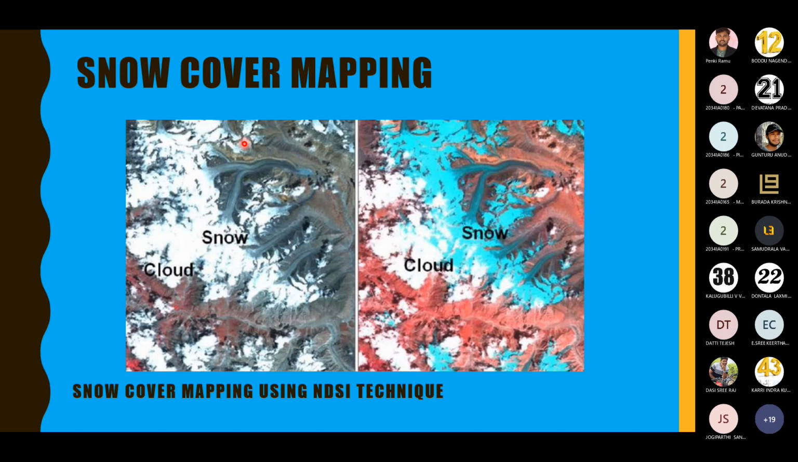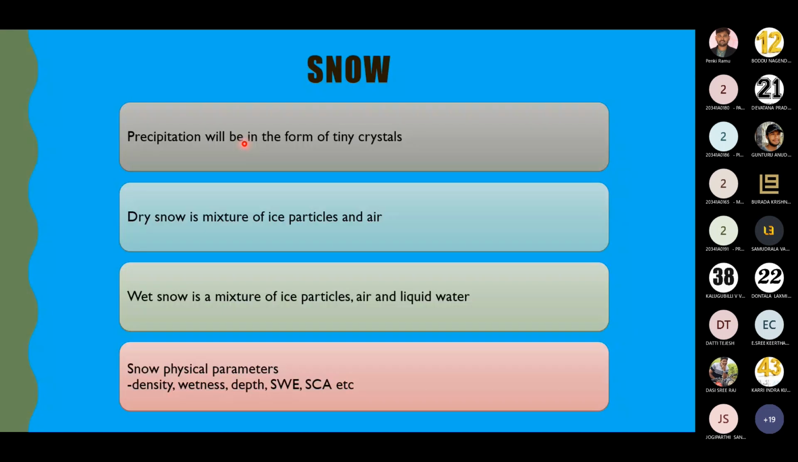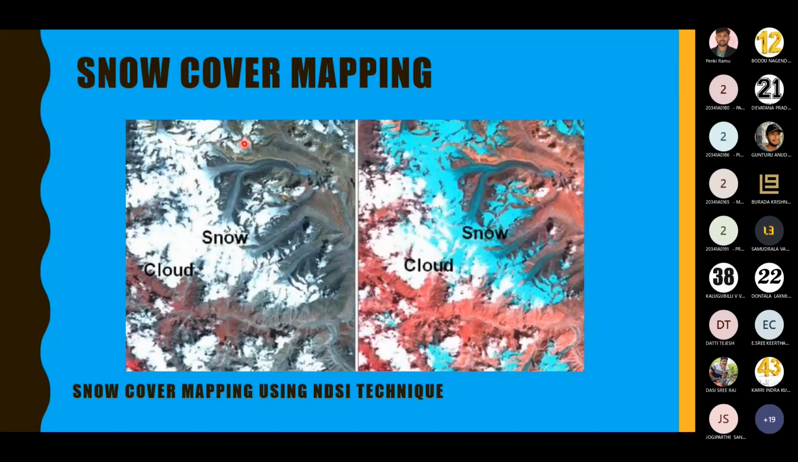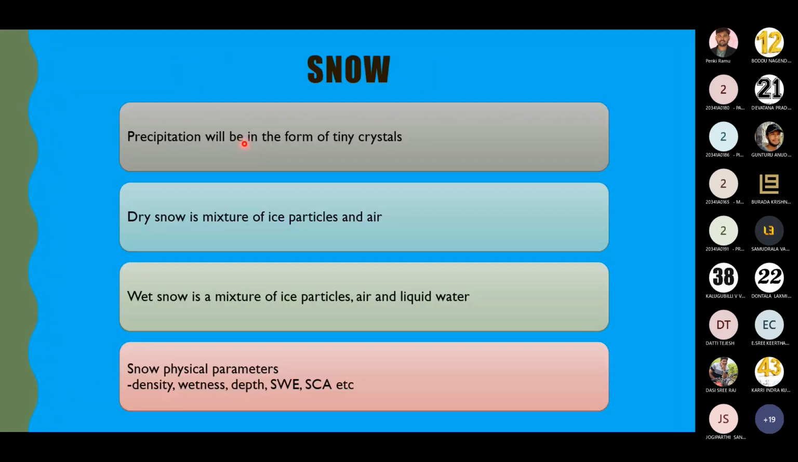So NDSI is a ratio technique using which we can delineate snow covered regions from cloud and other objects. Now we have discussed some amount of information about snow. Snow is precipitation in the form of tiny ice crystals. Dry snow is nothing but a mixture of ice particles and snow, and wet snow is nothing but a mixture of ice particles, air and liquid water.